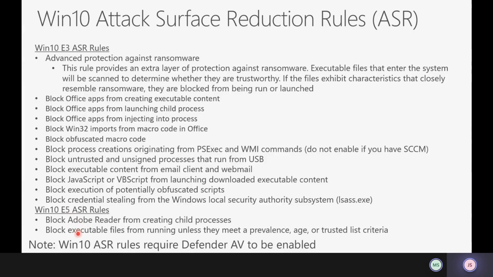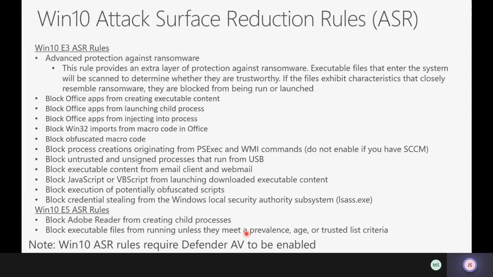This one in particular is actually quite interesting. This one, blocking executables from running unless they meet a prevalence, age, or trusted list criteria. This actually really sounds a lot like AppLocker. AppLocker is a whitelisting solution in Windows that prevents executables from running unless they're signed or trusted. And so the difference with this is, think about AppLocker as something that you have to really maintain a list of applications that are trusted. And so it's really up to you. Whereas this is using the cloud. It's using Microsoft's intelligence of executables that are trusted. So this is much more of a cloud AppLocker-ish solution, if you will, which is really quite powerful.